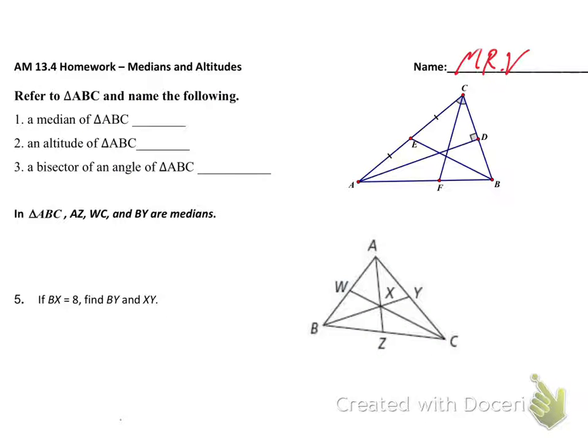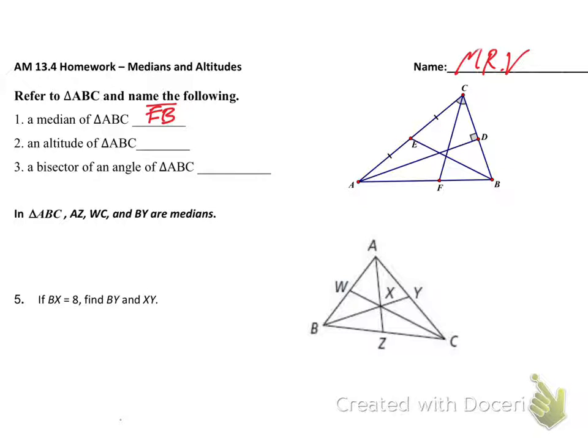So the first one here, a median of ABC. So remember, a median is a line that cuts its opposing segment in half. So if I look at this triangle here, I see this mark and this mark. So this line right here is the line that cuts it in half, which would then be the median. So it would be EB.